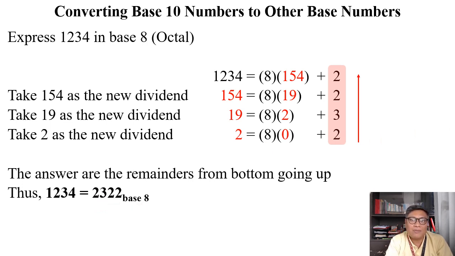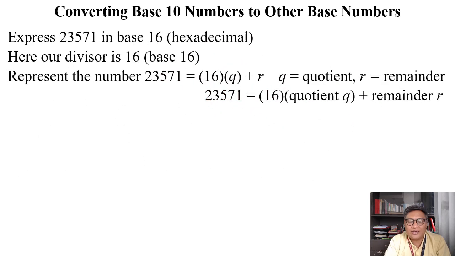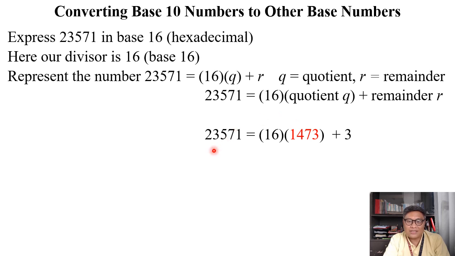Okay. Now, what if you are going to convert 23,571 into base 16? This is hexadecimal. So your base 16 becomes your divisor. We rewrite this as 23,571 equals 16, our divisor, the base, multiplied by the quotient plus the remainder. So we can start with that. 23,571 when divided by 16, the quotient is 1,473. The remainder is 3.